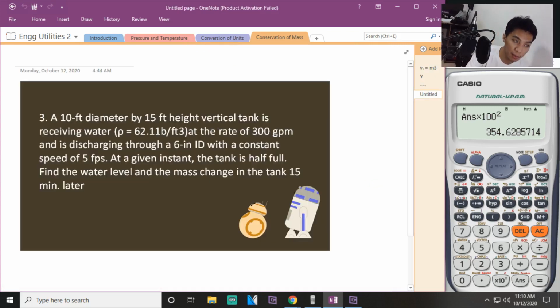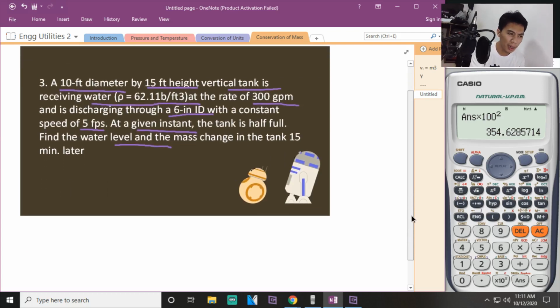Let's proceed with the last problem. Oh, mahirap-hirap to. A 10 feet diameter by 15 feet height vertical tank is receiving water at 62.4 density, at a rate of 300 GPM, gallons per minute, and is discharging through a 6-inch diameter pipe with a constant speed of 5 feet per second. At a given instant, the tank is half full. Find the water level and the mass change in the tank after 15 minutes later.